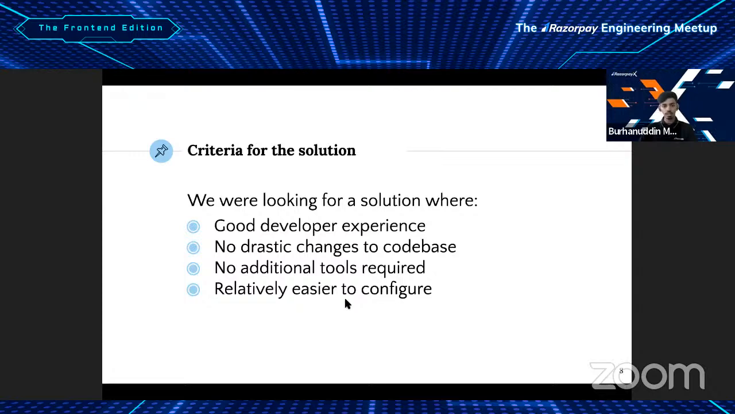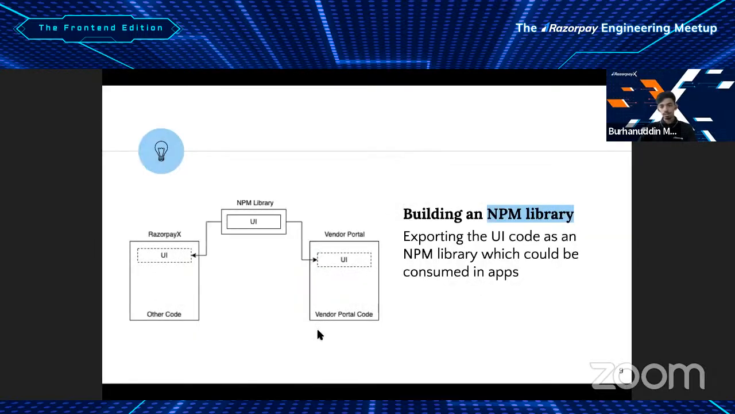And obviously one given is that there should be the ability to share code between whatever packages we are creating. So the first thing that satisfied all the criteria that we thought of was building an NPM library. We could just bundle the UI code and the auth code and the store logic into an NPM library, and we can consume those in both apps, Razorpay X and Vendor Portal.